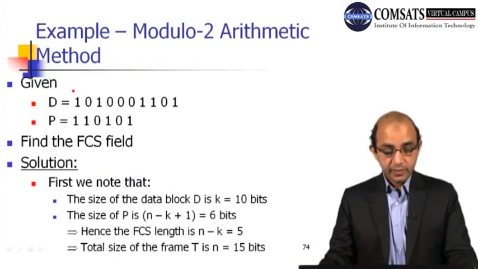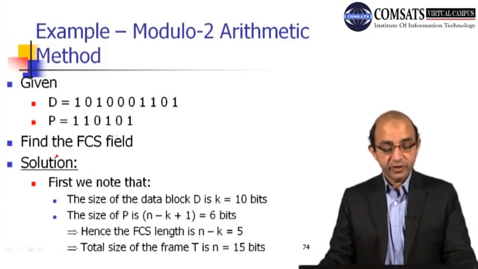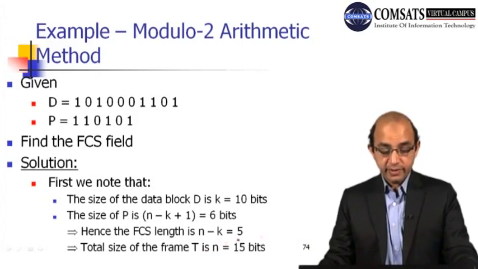So given this is the data and this is the divisor, and we know the methodology of calculating, we have to find the FCS field. First, the size of the data is 10 bits, the size of P, that is n minus k plus 1, is 6 bits, hence the frame checksum length n minus k is equal to 5. The total size of the frame, after the addition of the redundant bits, is 15 bits, right?